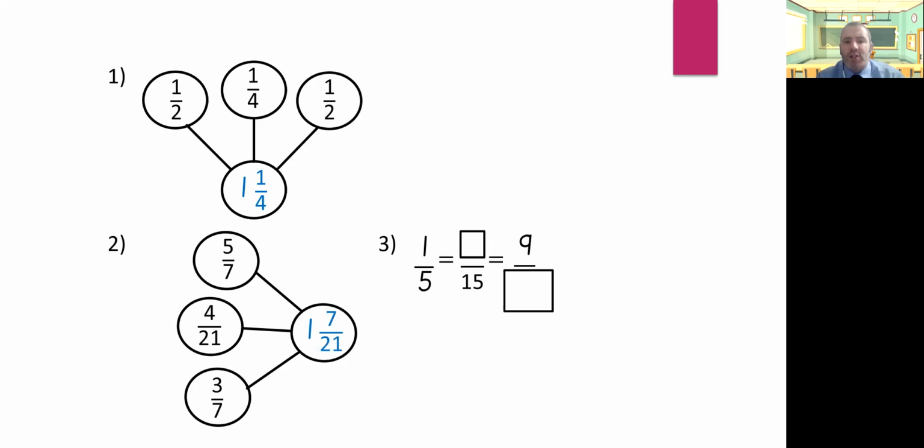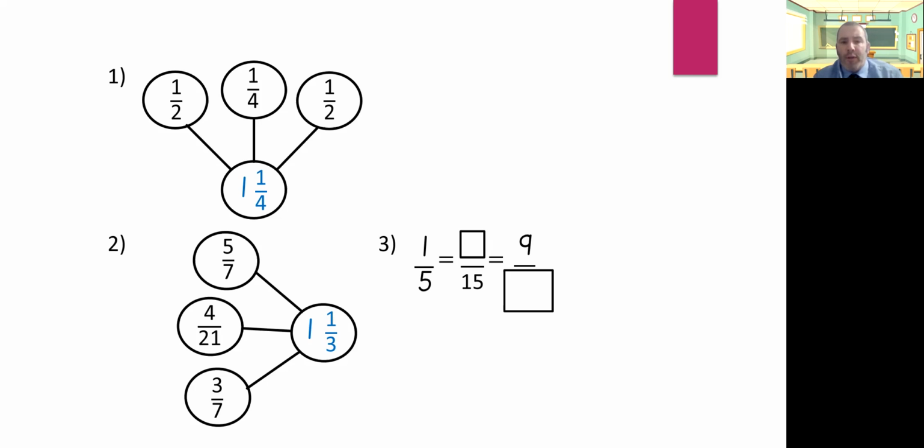Now I could leave this like that, but there's another step we can do. We can make it look even neater. So I'm going to look at these numbers, and I remember that 7 and 21 are both in the 7 times table. So if I divide 7/21, if I divide both numbers by 7, I get 1/3. So I've got a nice, neat finish there. So 1 and 1/3 is the answer to question 2.